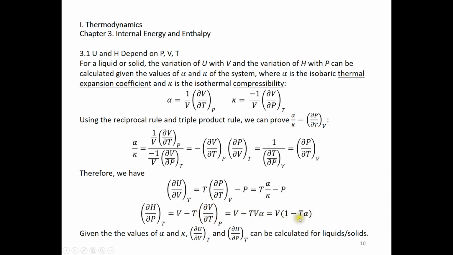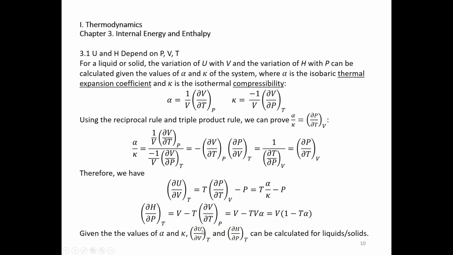So we have this equation. Again, if you have the value of alpha for the liquid or solid of interest, it's a constant over a moderate temperature and pressure range. Plug in the temperature and volume, and then you get how the enthalpy of the liquid or solid depends on pressure.